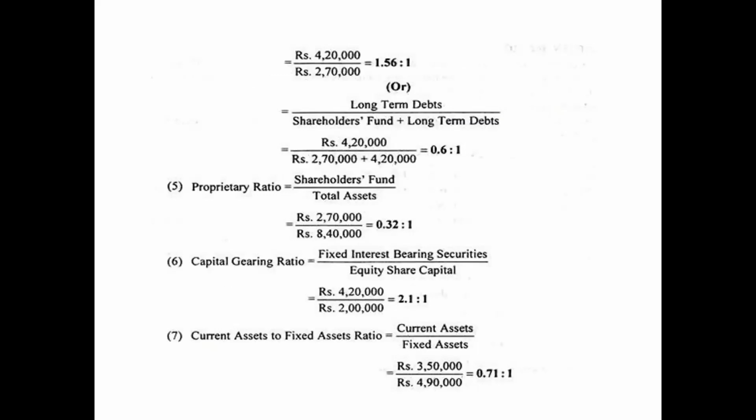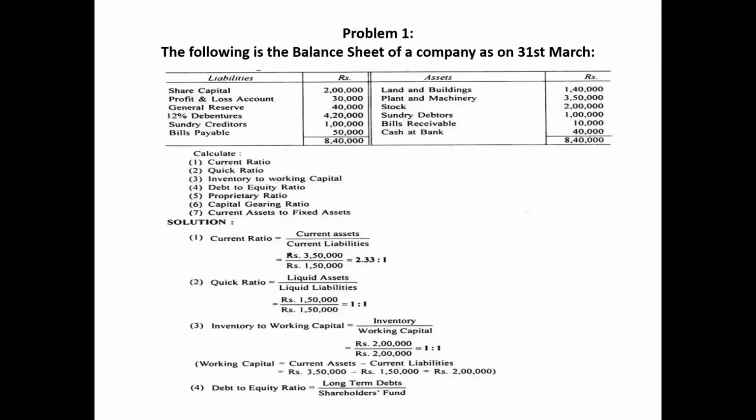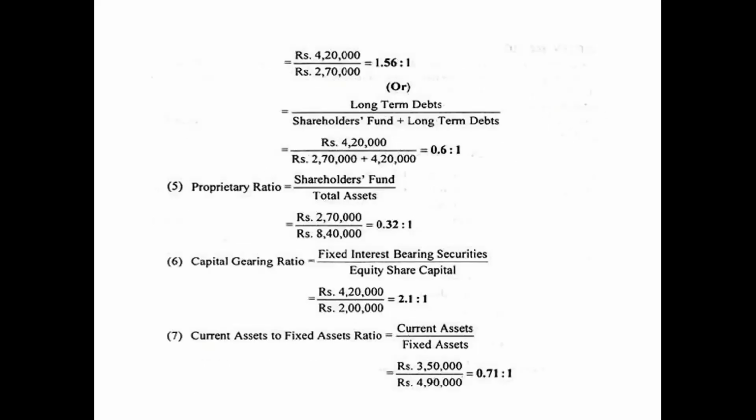Okay. Now, the next is proprietary ratio. Now, proprietary ratio, the formula is shareholders funds divided by total assets. Now, shareholders funds means equity plus reserves plus profit and loss. So, it comes out to be 2,70,000, and total of asset side, that is 8,40,000. The ratio comes out to be 0.32 is to 1.